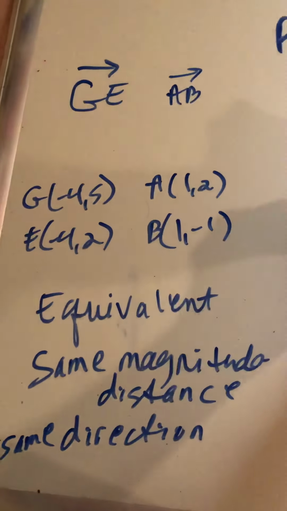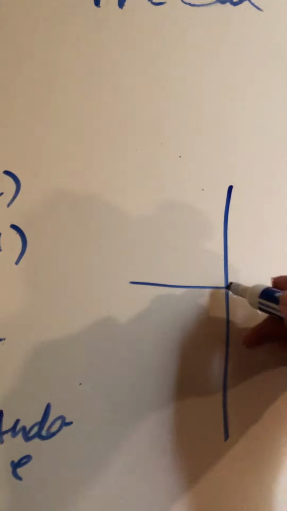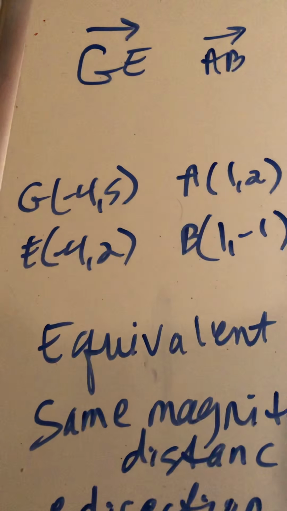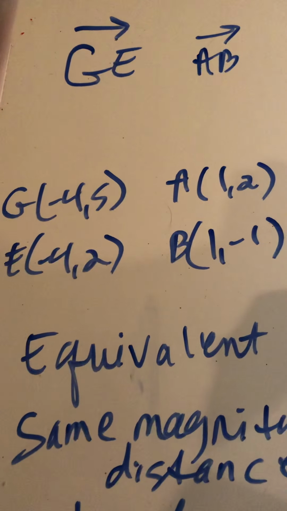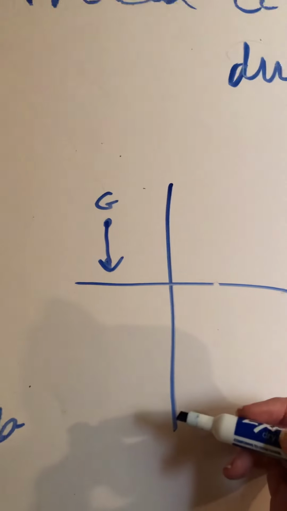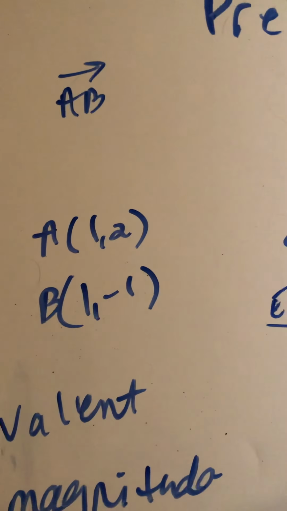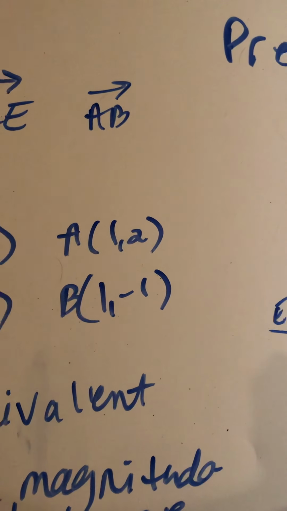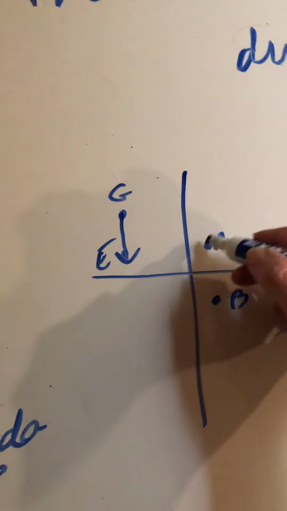You're asked to graph them first, and you'll choose a graph because it's multiple choice. So G is -4, 5. So G would be left 4, up 5. So there's G. And then E is -4, 2. So left 4, up 2 is that right there. So I'm going from G to E like that. So that's the way that vector is going. Then A is right 1, up 2. That's A. And then B is right 1, down 1. So there's B, again going in that direction.